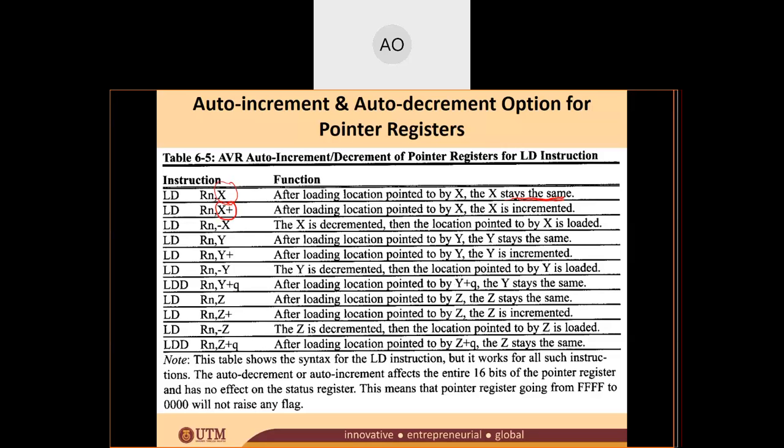post increment. So for the post decrement and pre-increment that Chua Sin Lun is asking about, there is no such thing. Kita hanya ada post increment dan pre-decrement aja. No post decrement and pre-increment. Right? Okay.